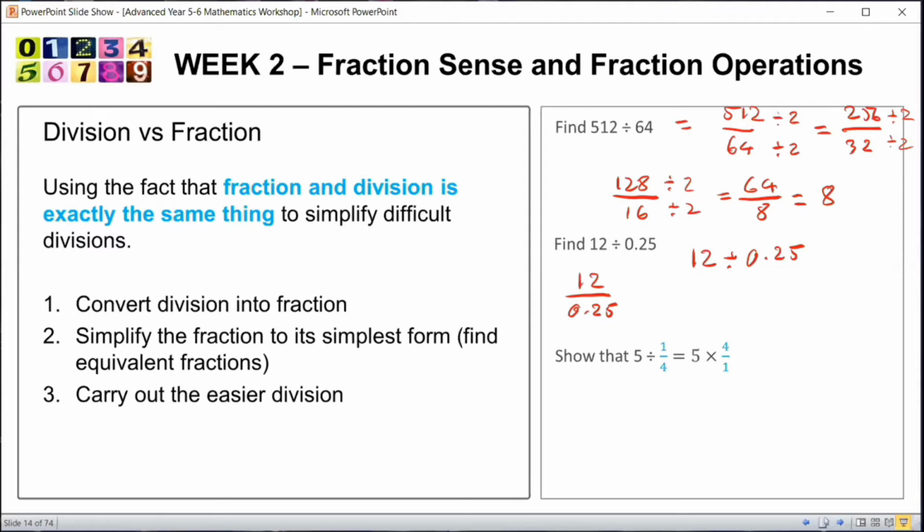Now, we need to bring it to something more reasonable. So we multiply the bottom by, let's say, 100, and we multiply the top by 100 as well. So now we have 1,200 over 25. And then you simplify. Now you divide both by 5.